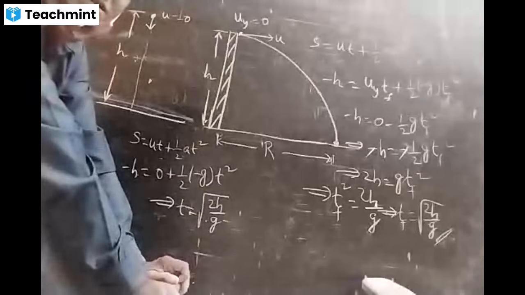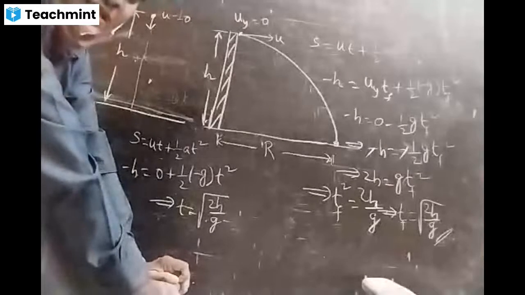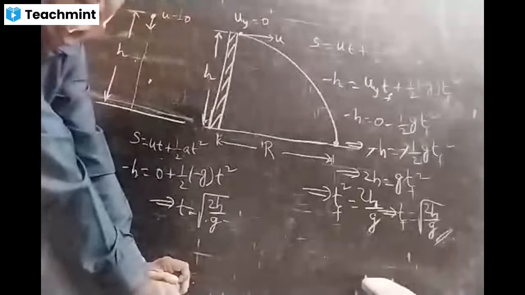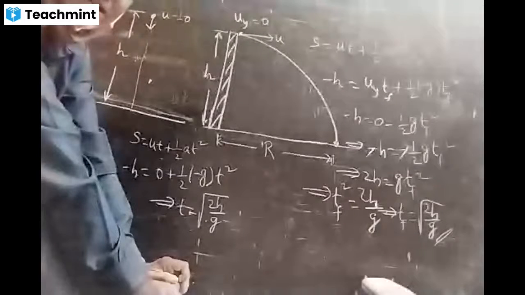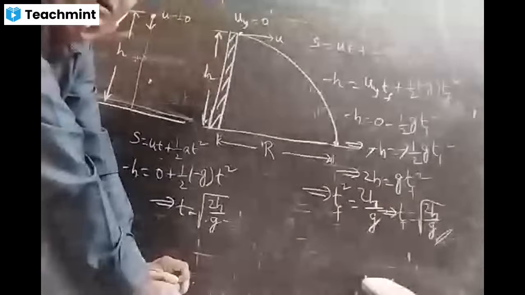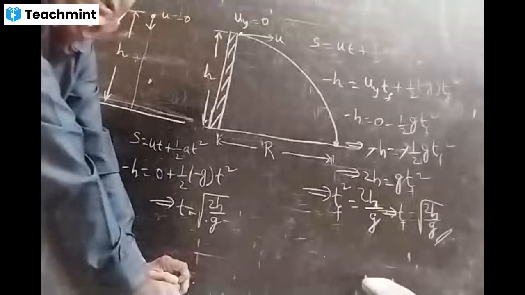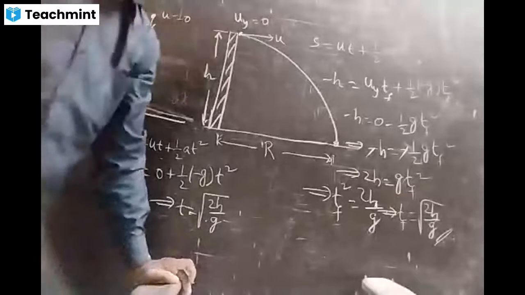Time will be the same. Both particles reach the ground at the same time, as time is the same in both cases. So both particles will reach the ground in the same time, provided one condition. What is the condition? Air resistance must be neglected.